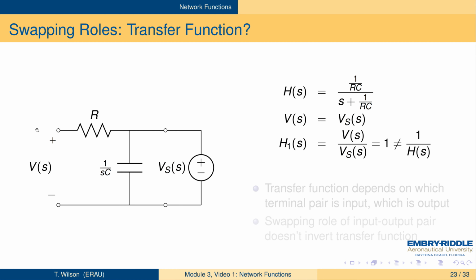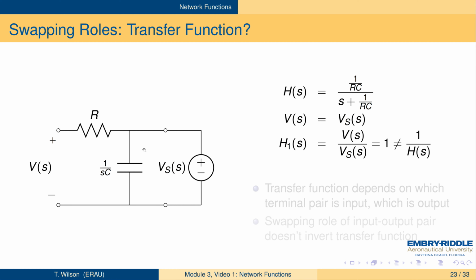We saw previously when we had the input over here on the left of this network and the output was on the right across the capacitor, the transfer function was 1 over RC over S plus 1 over RC. If we swap the roles and put the input voltage source on the right across the capacitor terminal pair and look at this open terminal pair over here for V of S, we see that the output is just going to be the input because this is open, there's no current through the resistor, so the voltage is going to be the same as the voltage across the impedance of the capacitor, and those are the same as the voltage of the input.